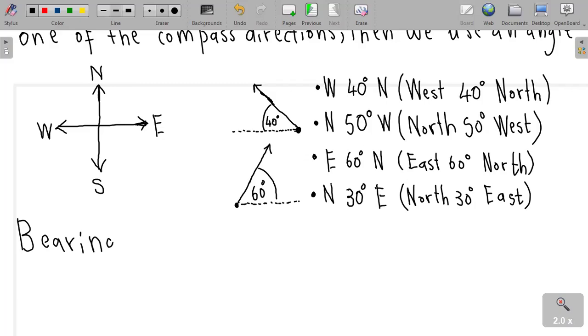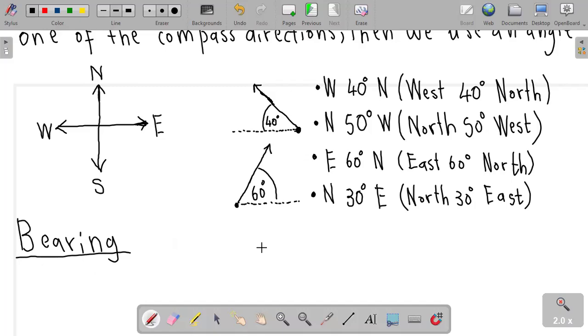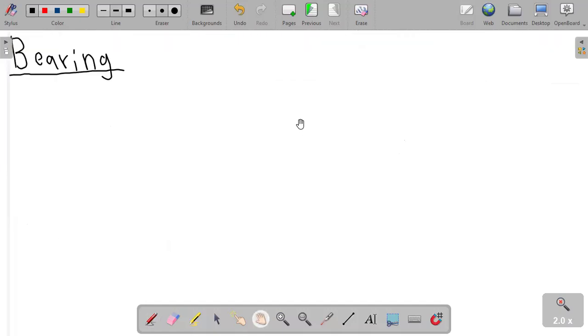So instead of compass, you can also use bearing for direction. So let's look at bearing, okay? I'll begin with a short explanation.